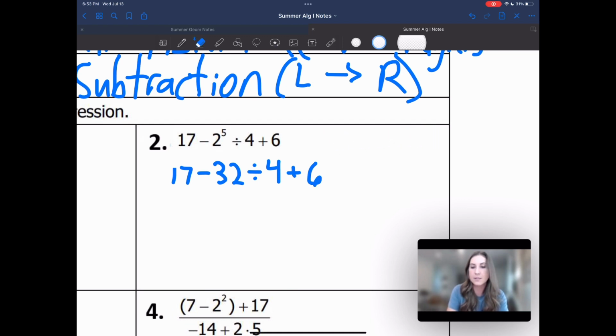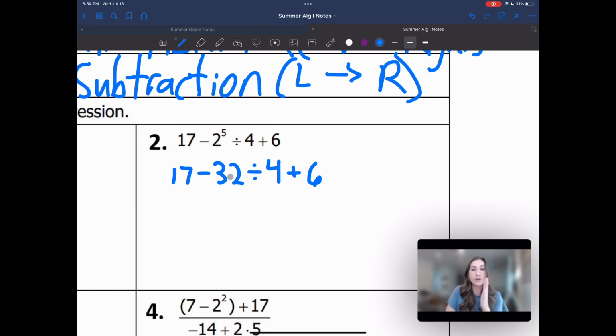I'll go ahead and erase this part. All right, so we did our exponents. What comes next in PEMDAS? Well, that's our multiplication and division. We've got a minus sign, a division sign, so we know that's going to come next. So we're going to take the 32 divided by 4. Or you could think of it as negative 32 divided by 4, okay?